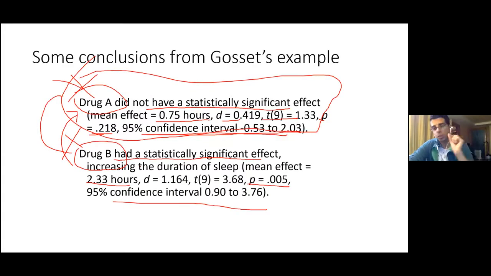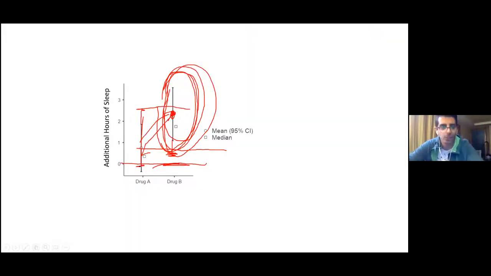So never use this rule where, oh, drug A was not significant, drug B was significant, so if I compare drug B and drug A, it will be significant. No, this rule does not apply at all. It could be significant, it could not be significant. In this case, it was significant, but that's just this case.